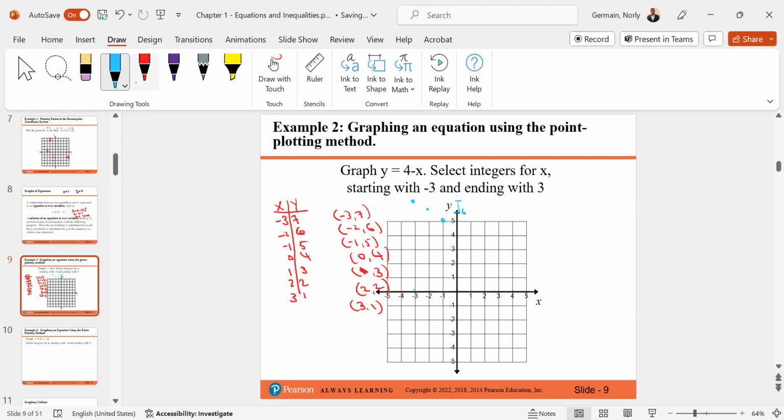When x is 0, y is 4. When x is 1, right there, y is 3. When x is 2, y is 2. When x is 3, y is 1. But you see, if you plug in x as 4, 4 minus 4 would be 0. So you know that would fall on the axis.